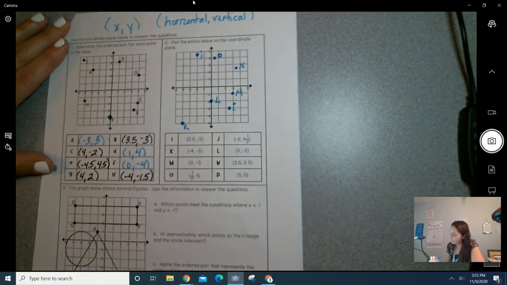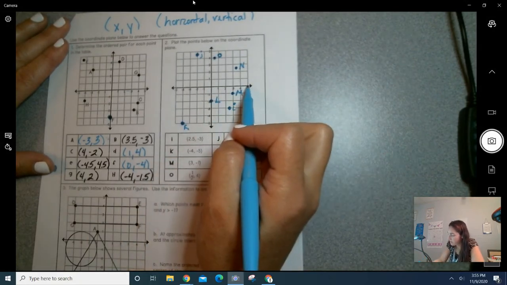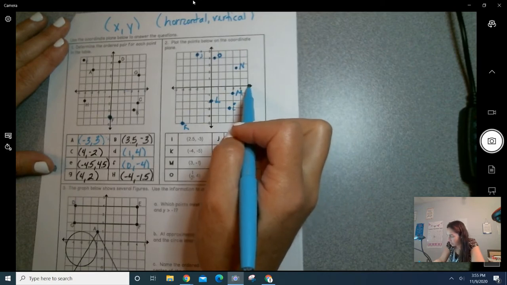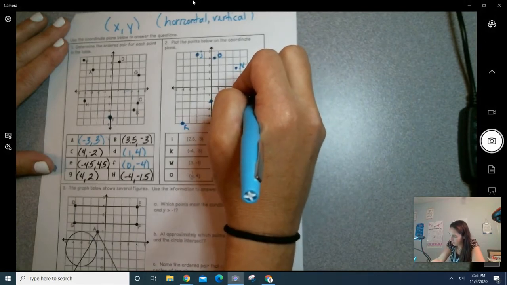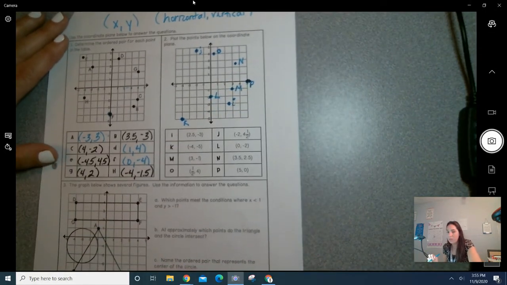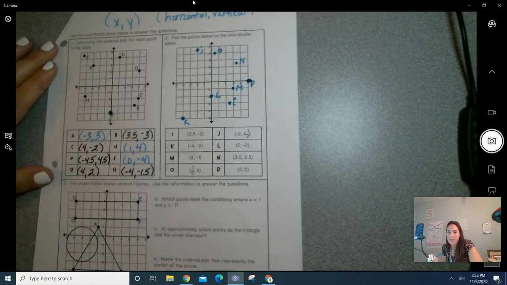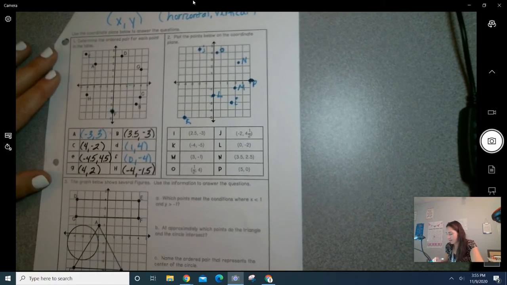That's O. And then P was 5, 0. So you're going to move to the right 5, and then you're not going to move up or down at all. And that is the point P. Now remember, a way to remember that first you go horizontal is that you have to get on the elevator first, and then you can go up and down. So you always move left and right first, and then you go up and down on the elevator.